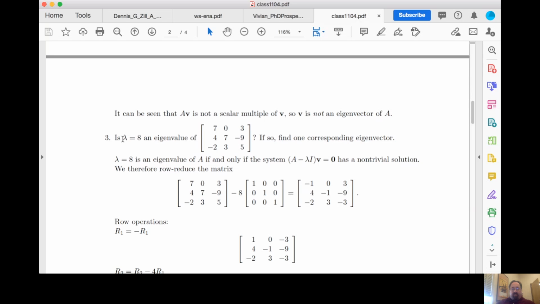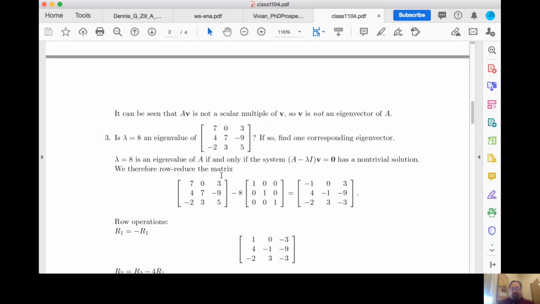Here it's asking a different question. It's asking if lambda equals 8 is an eigenvalue of this matrix. So we're not given anything related to an eigenvector. If it is an eigenvalue, then we need to find an eigenvector. A given number is an eigenvalue if and only if this system, A minus lambda identity times V, has a non-trivial solution, because that would mean that A times V equals lambda times V.